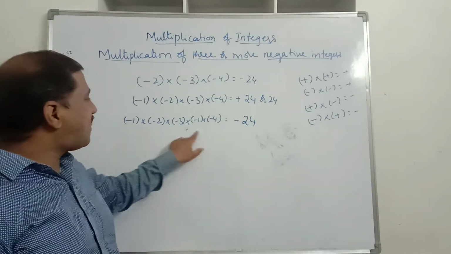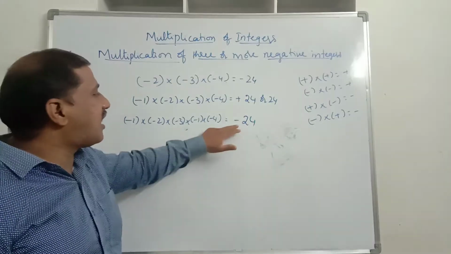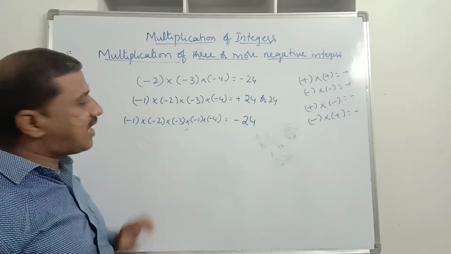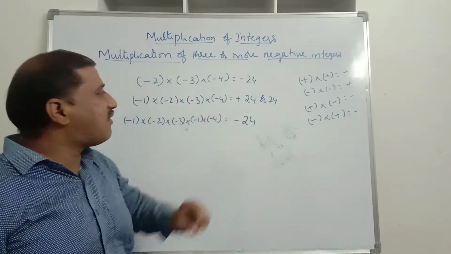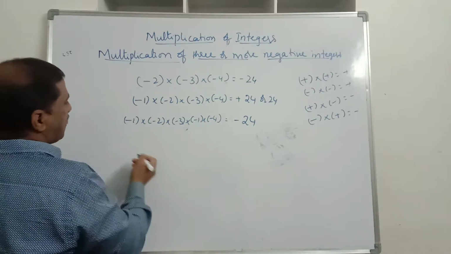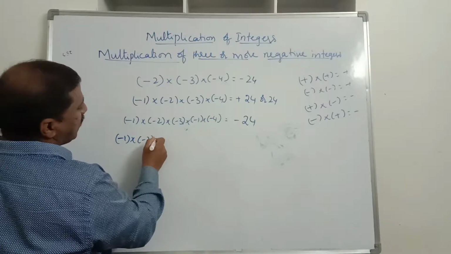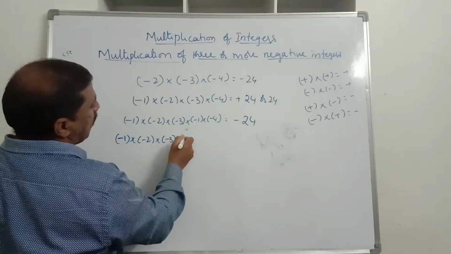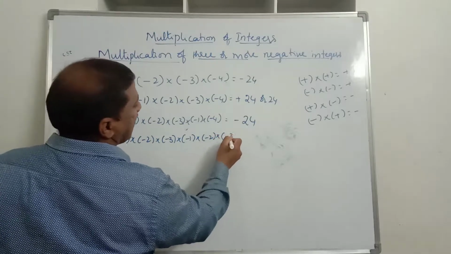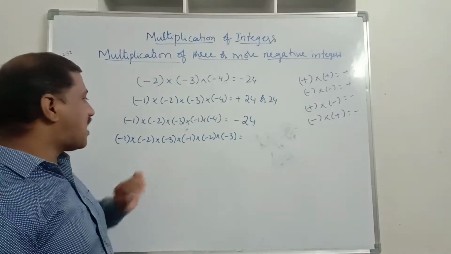How many integers have we multiplied? Here we multiplied 5 integers, we got a negative integer. When we multiplied 3 integers, we got a negative integer. When we multiplied 4 integers, we got a positive integer. Now we will multiply 6 integers. Minus 1 into minus 2 into minus 3 into minus 1 into minus 2 into minus 3. How many integers have I taken? I have taken 6 negative integers.